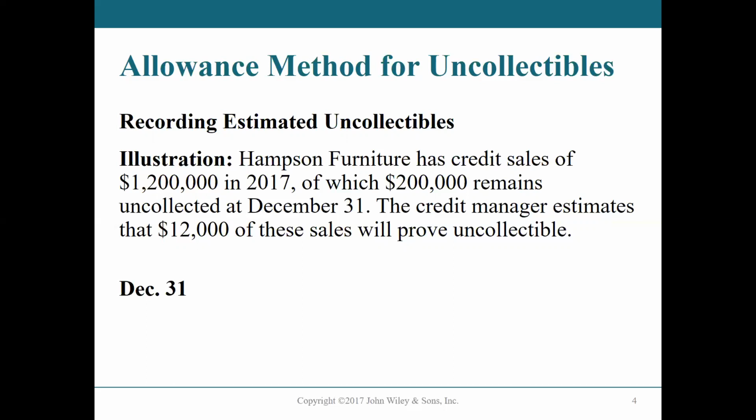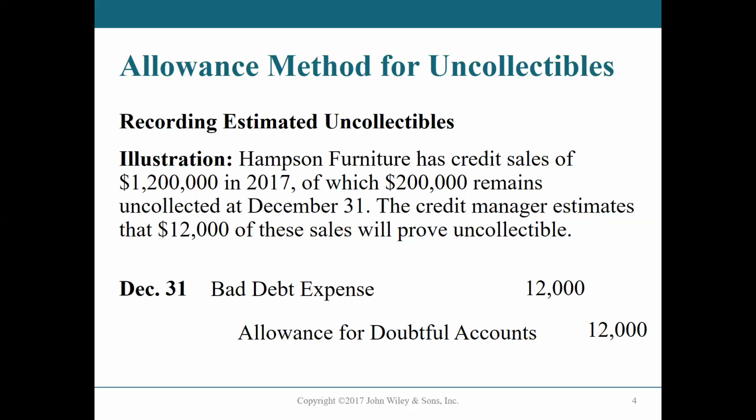It tells you the manager thinks they're not going to be able to collect $12,000 worth of that. So on December 31st, we enter an adjusting entry to claim the expense for that uncollectible amount that we're estimating. That's what it looks like: we debit the expense and credit the allowance for doubtful accounts.